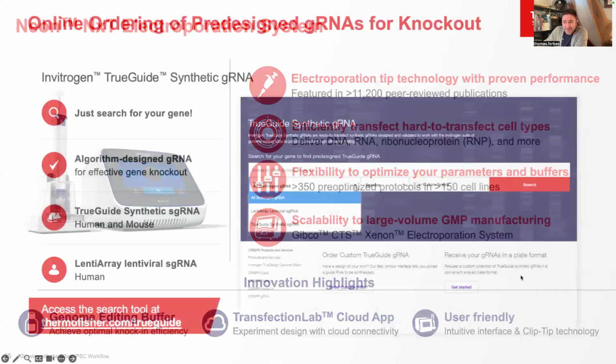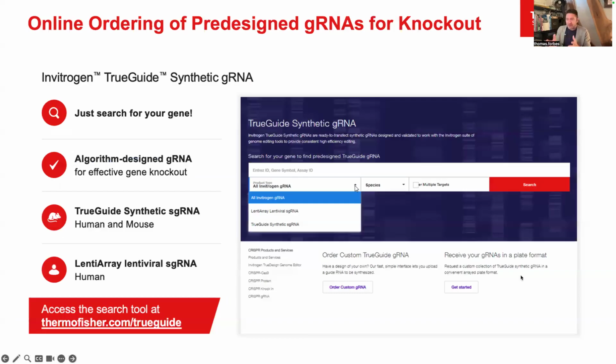The other thing, a couple of things I just wanted to mention here, because I think they're important. The website at the bottom here is a really nice online tool to search for and actually order pre-designed guide RNAs. It's also a fun website to play around with if you kind of want to muck around in this space a little bit. What it does is it uses an algorithm to help in the design of these guide RNAs for effective gene knockout. And these synthetic gRNAs are available for mouse and humans as well.